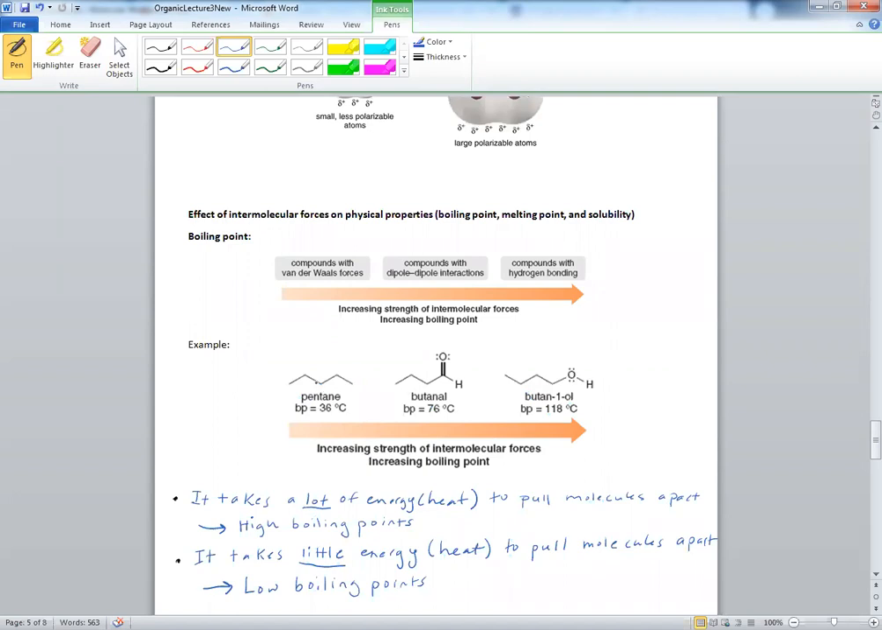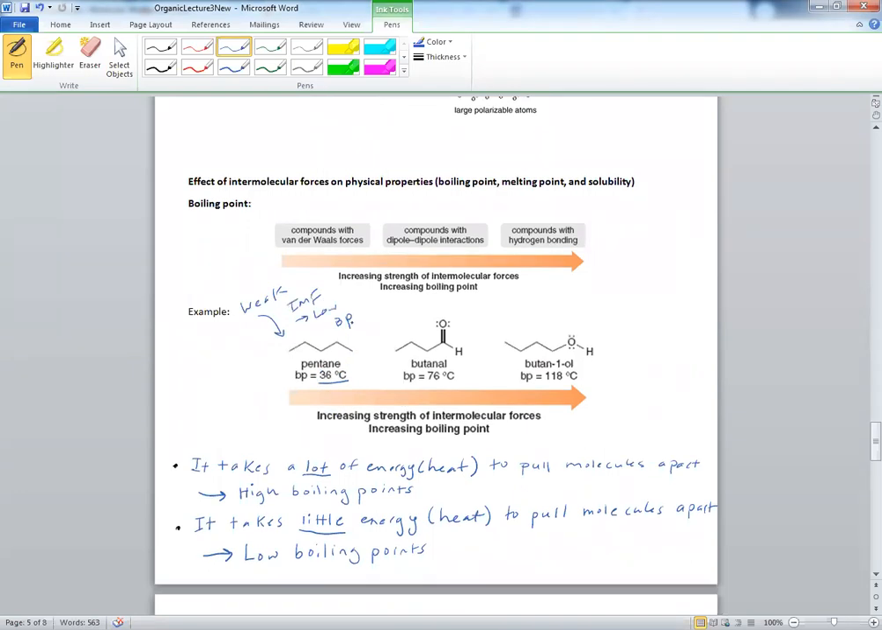If we have pentene, all it has is van der Waals. This is a non-polar molecule, with CH and CC bonds. It has a boiling point of 36. So again, this is a relatively weak intermolecular force. So that's why you have a low boiling point, low BP.